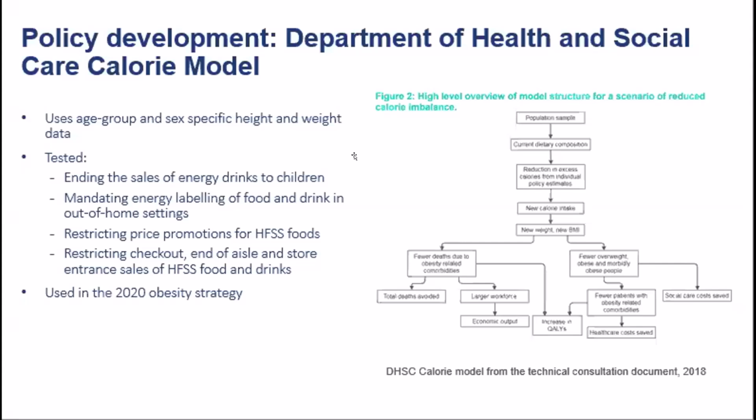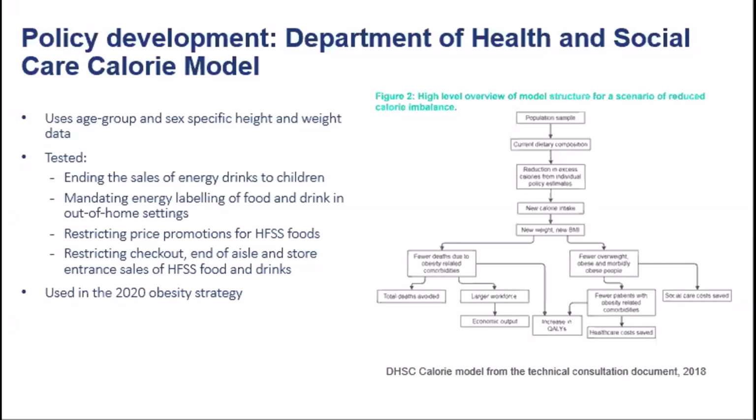And you know probably that some of those policies are in place now as part of the 2020 obesity strategy. And the Health Survey for England, again, contributed the age group and sex-specific height and weight data that went into this model. So again, that data that underpins the modelling to allow us to know how these things might change obesity prevalence.